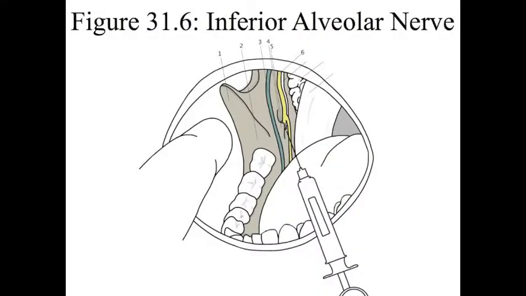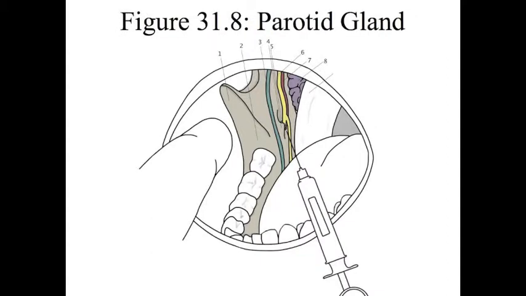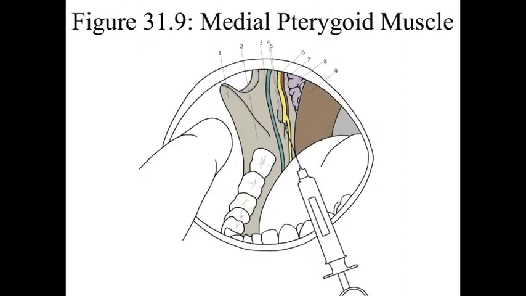Number 6 is the inferior alveolar nerve. Number 7 is the inferior alveolar artery. Number 8 is the parotid gland. Number 9 is the medial pterygoid muscle.